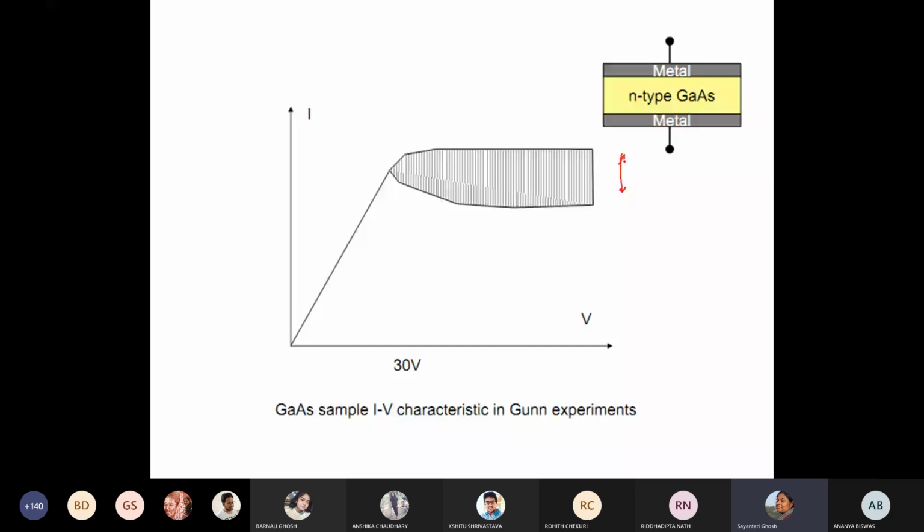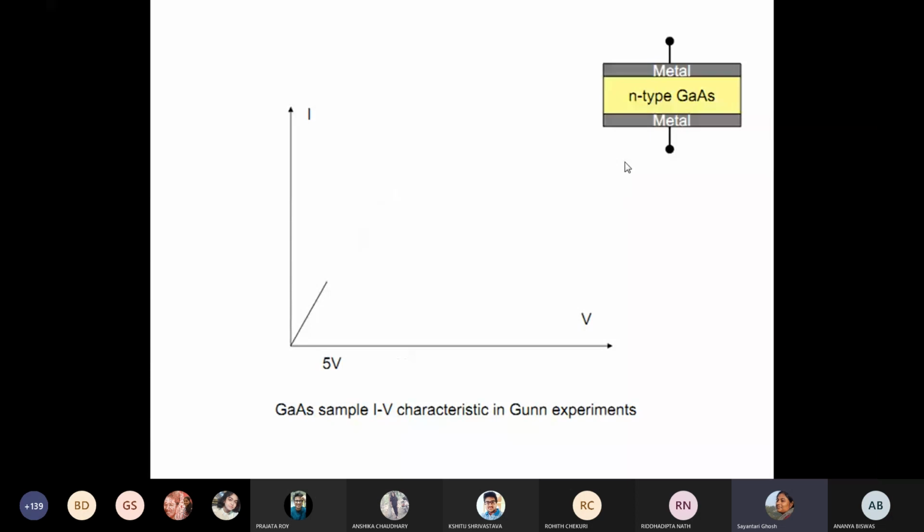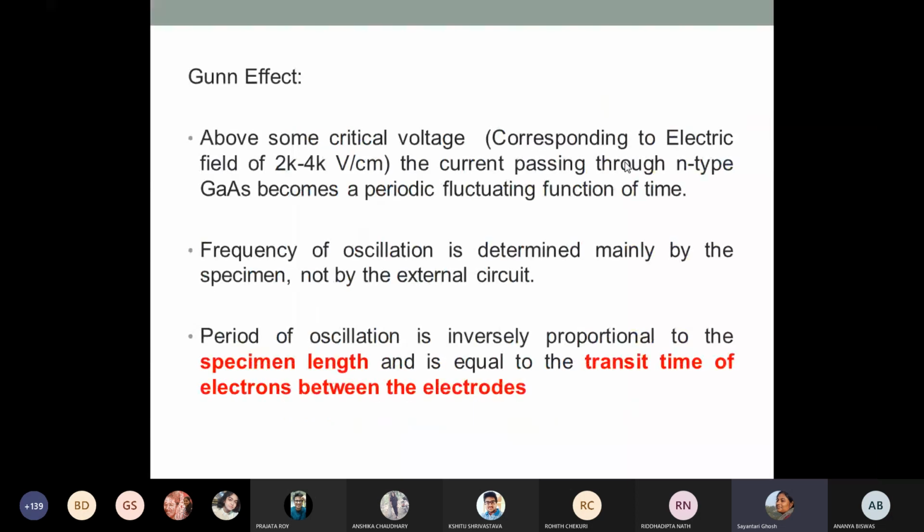Ma'am, I didn't really get when the Gunn effect happens. If you put gallium arsenide in a high electric field or in a high voltage. If you apply quite a high electric field across a gallium arsenide slab, say an n-type gallium arsenide block, you are applying a very high voltage across it. Then when you apply that voltage across it, hello, am I audible? Can you hear me? Yes, ma'am.